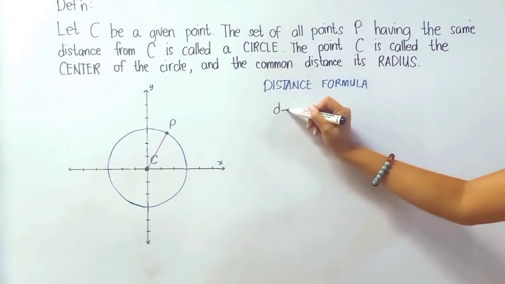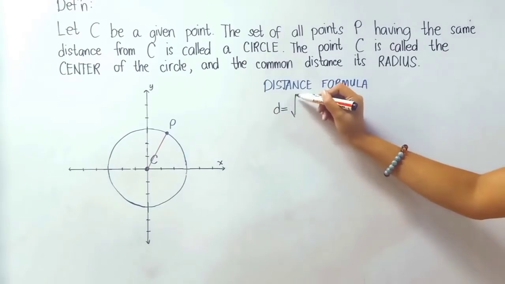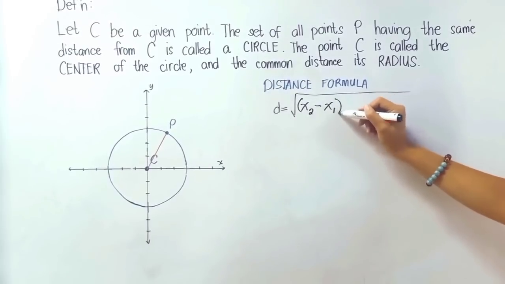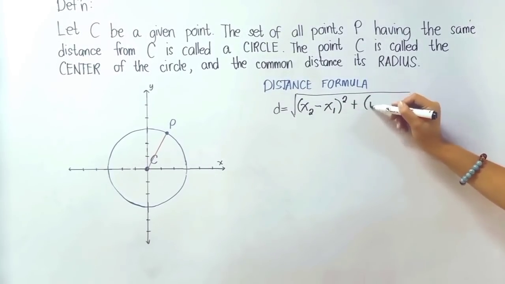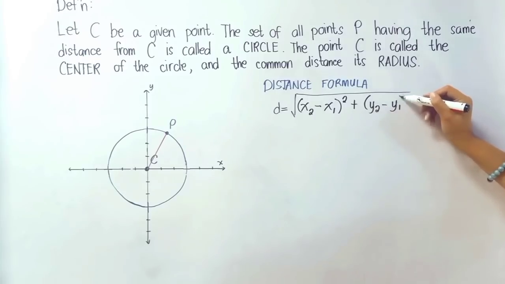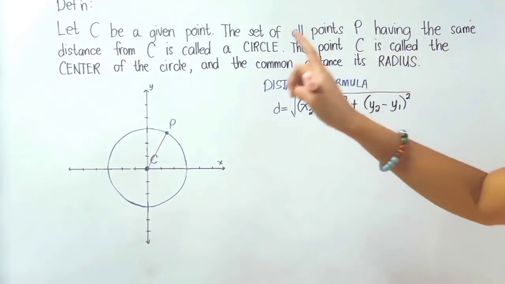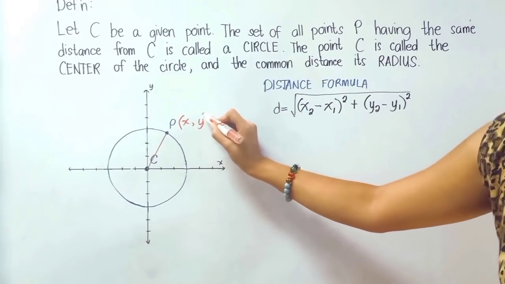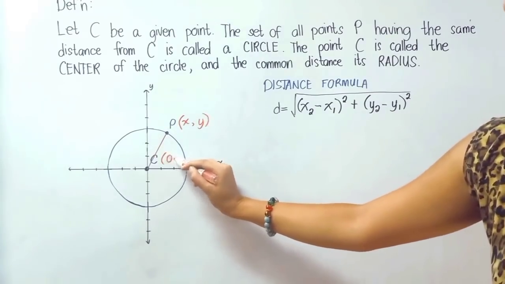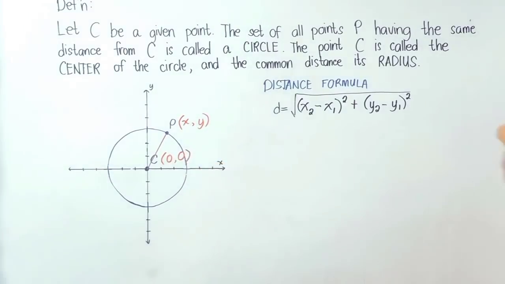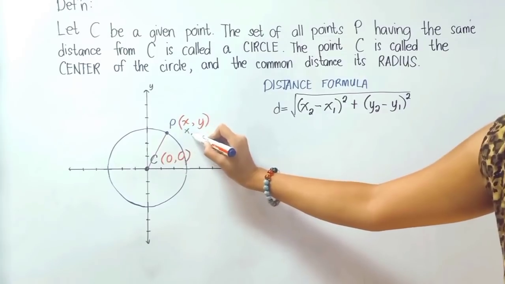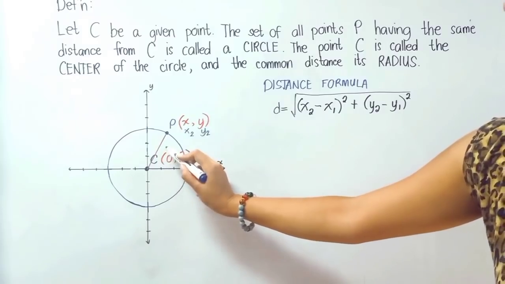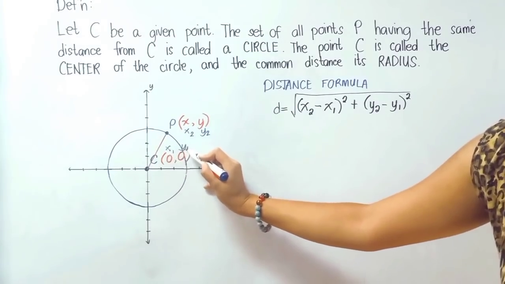The distance formula is equal to the square root of quantity x sub 2 minus x sub 1 raised to 2 plus quantity y sub 2 minus y sub 1 raised to 2. Now all points, just like P, are an ordered pair x, y, and our center is obviously at 0, 0. Now let this be our second ordered pair, so it's x sub 2, y sub 2, and this one be our first ordered pair, so x sub 1, y sub 1.